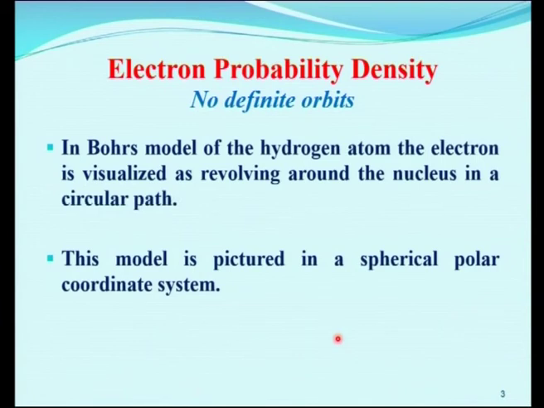We know that density means number, that is numbers per unit volume. Electron density means number of electrons present in a particular volume. So, electron probability density means the probability of finding the electrons present in a particular volume. That means there are no definite orbits in which all the electrons are occupied. So, based on this scenario we are going to explain electron probability density.